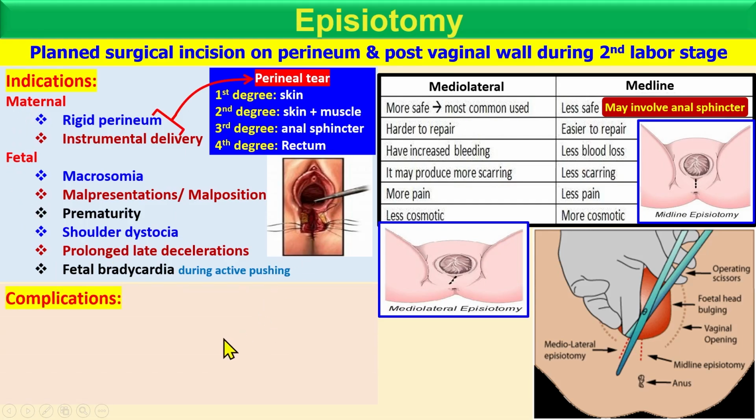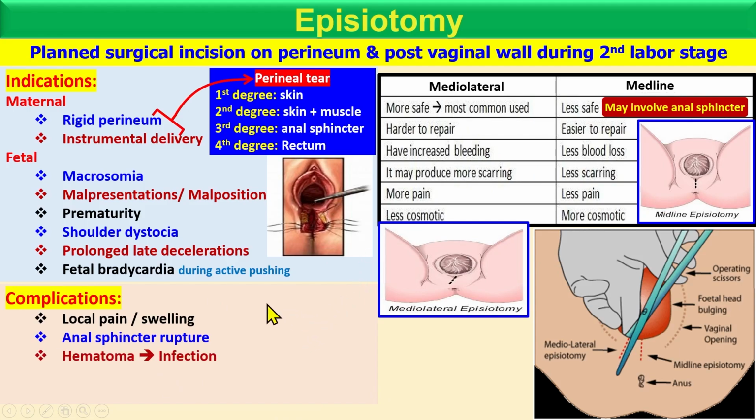In the complications, of course, local pain or swelling may occur, and there is anal sphincter rupture, which is most common in the midline. In the mediolateral, it's safe. There can be hematoma, which can cause an infection. There is also the complaint of incontinence, urine that cannot be controlled, or painful urination later on. Sexual dysfunction occurs for the short term, not the long term.